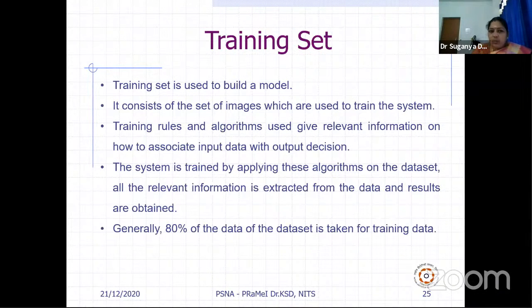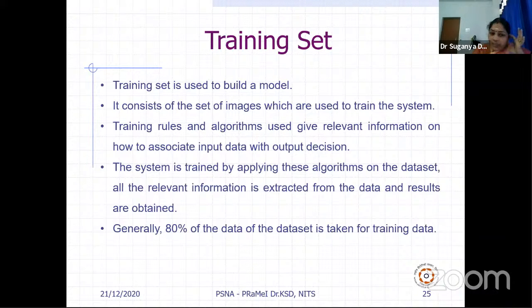This is the training set. It is used to build a model. It consists of a set of images which are used to train the system. Training rules and algorithms will be there. That is the main thing for extracting the patterns, given relevant information, how to associate the input data with the output decision. So the system is trained by applying these algorithms on the data set. All the relevant information is extracted from the data and results are applied.